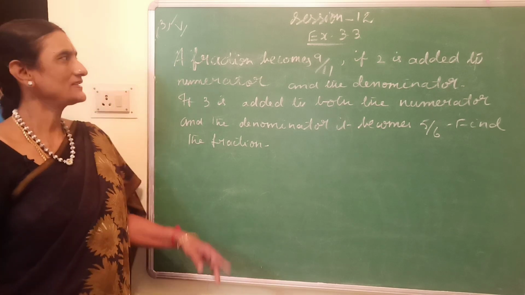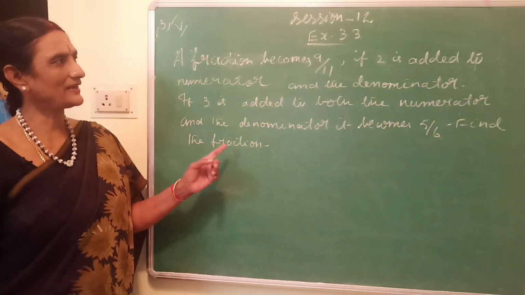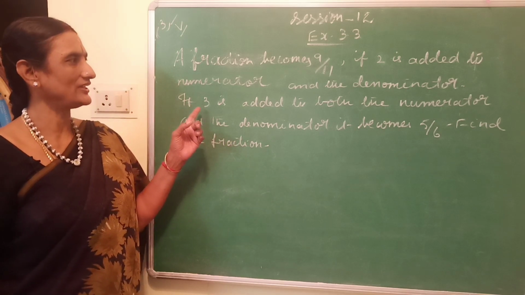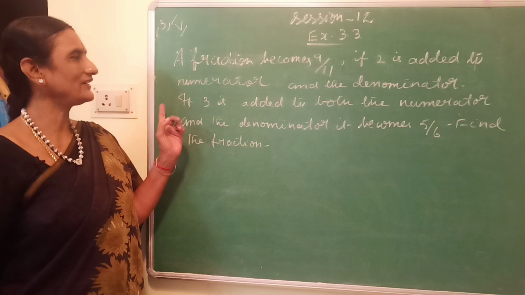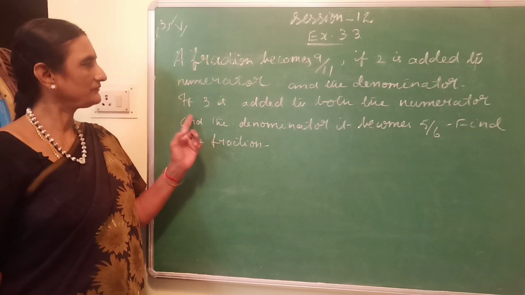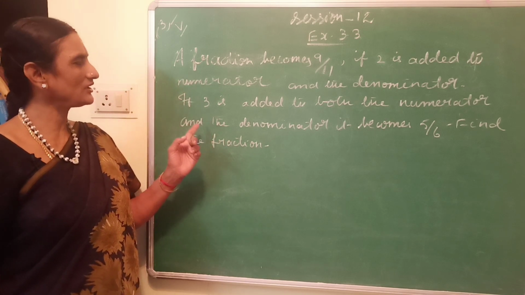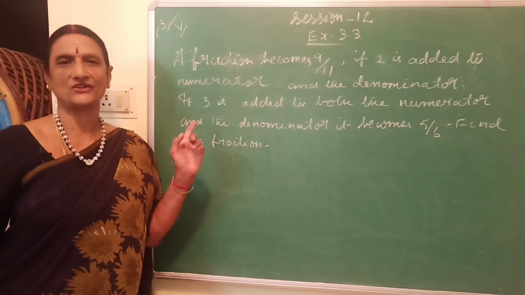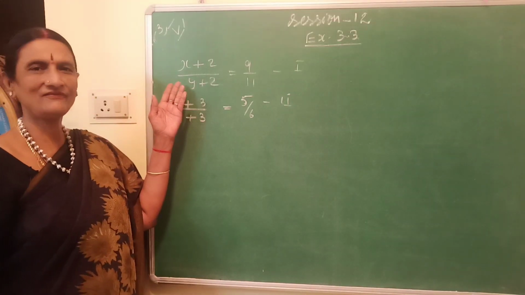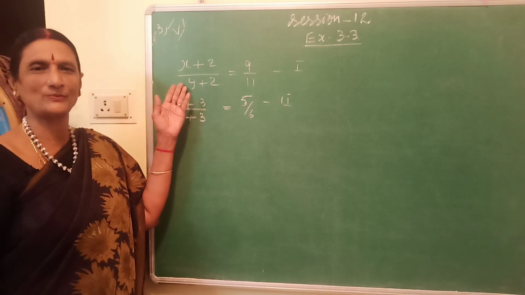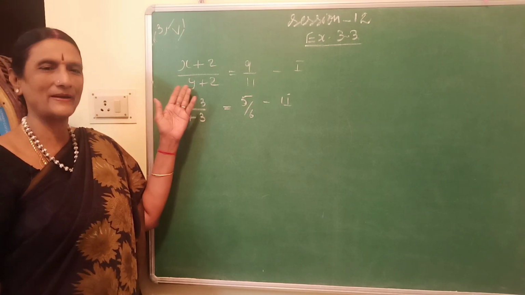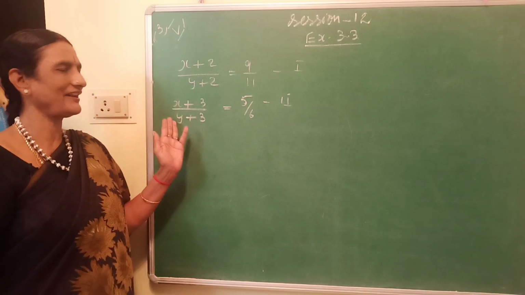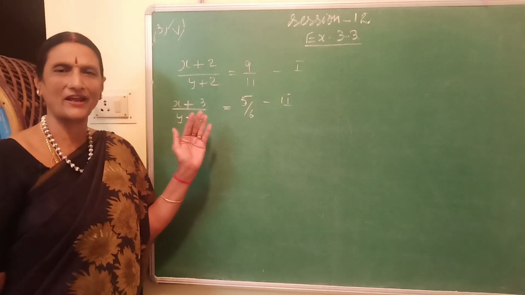Now, what's the sum? A fraction becomes 9 by 11 if 2 is added to the numerator and the denominator. If 3 is added to both the numerator and the denominator, it becomes 5 by 6. Find the fraction. Yes, children, we have got the equations to be (x + 2)/(y + 2) = 9/11 and (x + 3)/(y + 3) = 5/6.